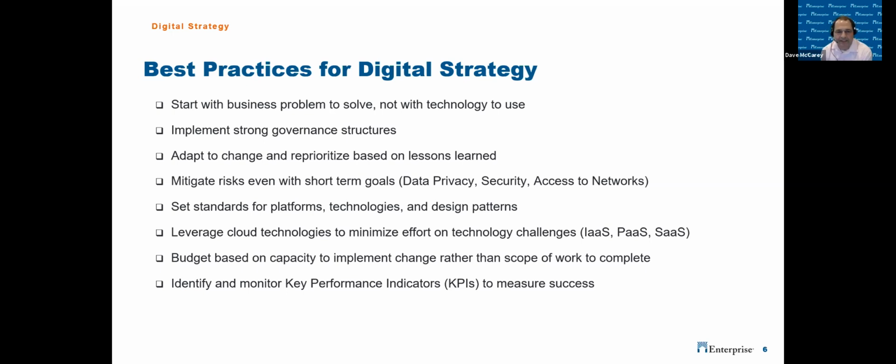Very important for digital strategies are strong governance structures. If you're going to be reprioritizing work on a continuous basis, you need to make sure the right people are at the table to set those priorities, to think about what risks should be mitigated when you're implementing these technologies. You need that committee in place. I'll talk a little bit more about that committee later on, but having the right people setting the priorities and constantly reprioritizing is a very important part of a digital strategy.